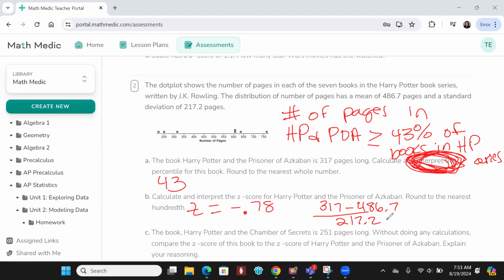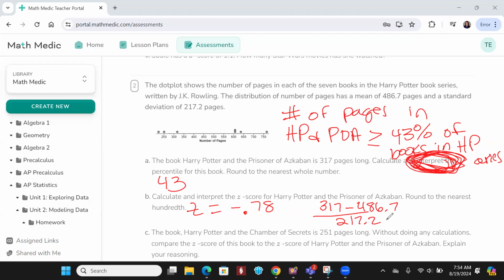All right. Part C, the book Harry Potter and the Chamber of Secrets is 251 pages long. Without doing any calculations, compare the z-score of this book to the z-score of Harry Potter and the Prisoner of Azkaban. Will the z-score for Chamber of Secrets be lower or greater than the z-score for Prisoner of Azkaban?